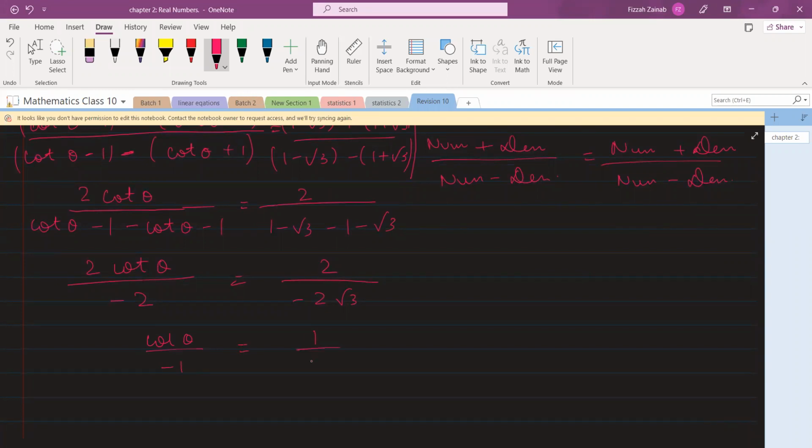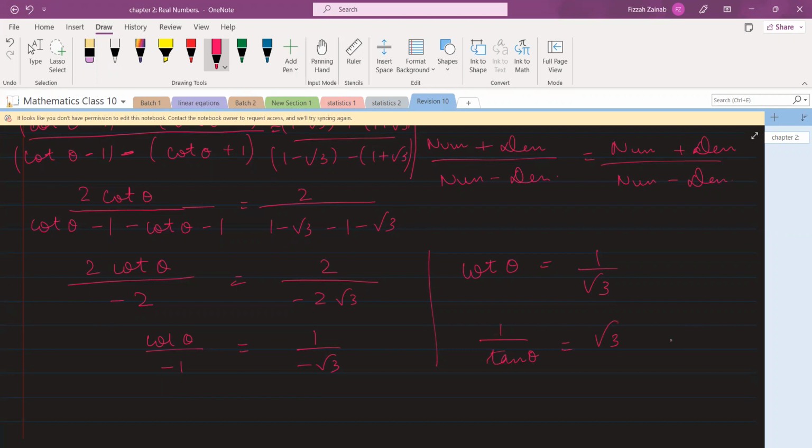And here you have 1 upon minus root 3. So minus will basically cancel from both sides, right? So you have cot theta equal to 1 upon root 3. So if you don't remember cot, you can convert it into tan, just reciprocal both sides, right? So 1 upon tan theta is equal to, this will become root 3 only.